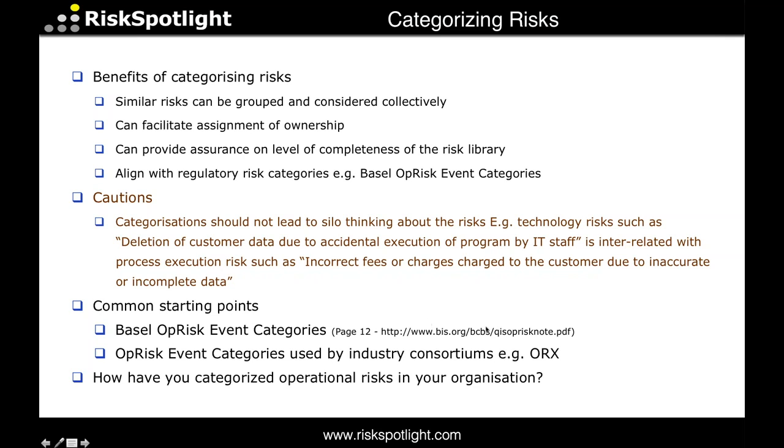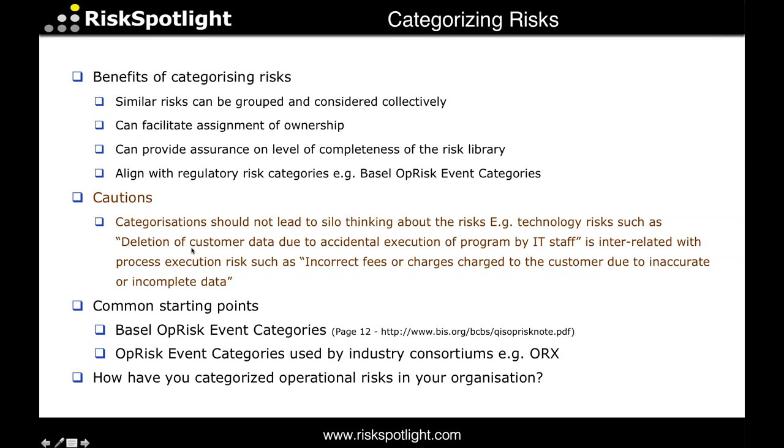So of course, a lot of organizations have used the Basel categories, which I've put a hyperlink to the Basel document. But generally, you may end up with 70, 80, 100, in some cases 500 risks if you look at risks across all your objectives and all your business units. And then, of course, you need some way of categorizing those risks.